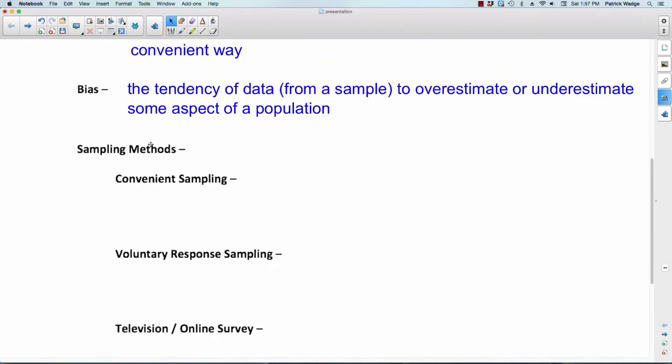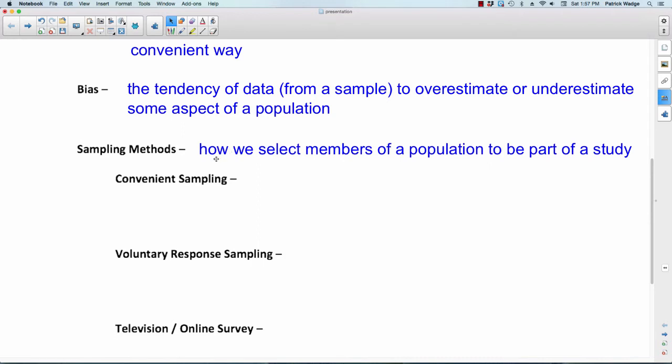So the way you do that is you have to make sure you use effective sampling methods. A sampling method is the way that you go out and get your data. It's how we select members of a population to be part of a study. So again, let's think of King George students. Say that's the population, all King George students.